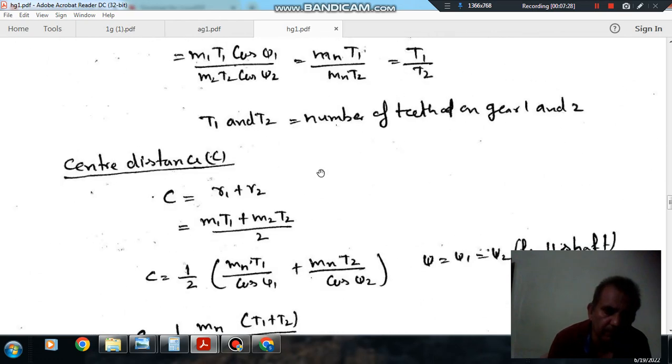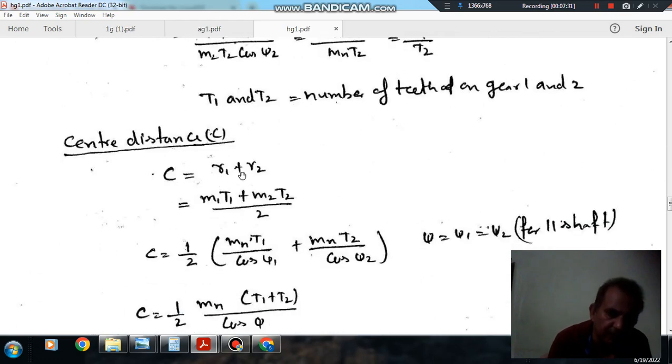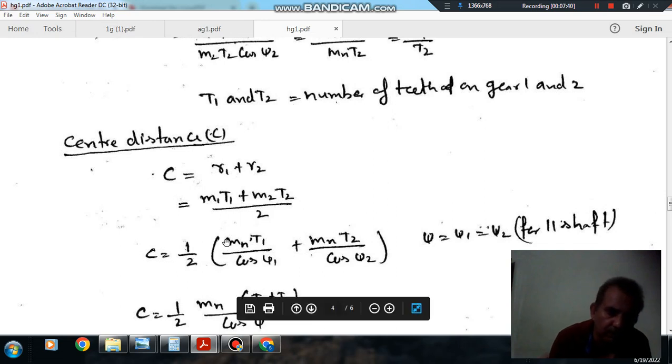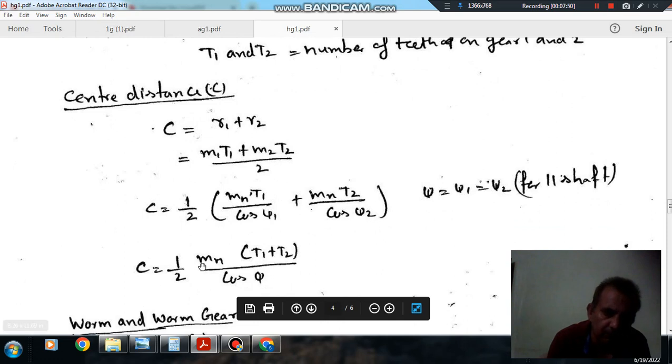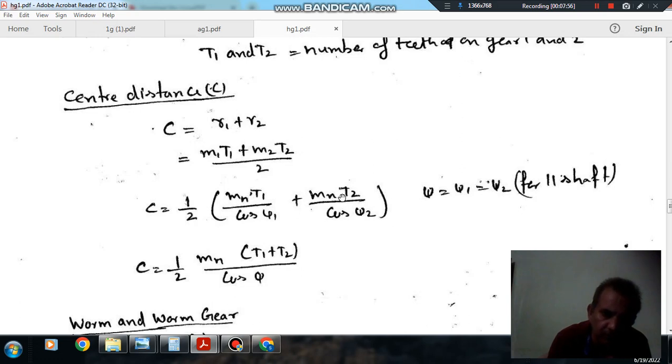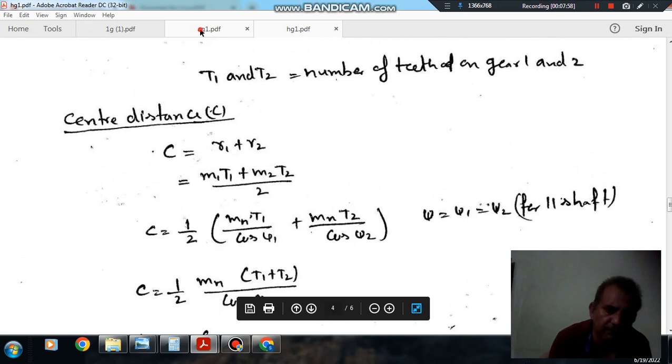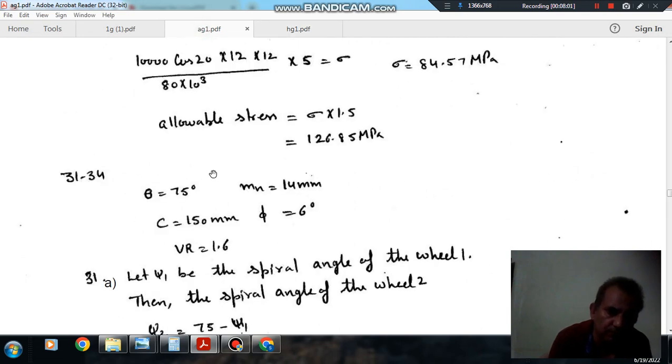Okay, and then there are the number of teeth. To find out the number of teeth, we have center distance as r1 plus r2, where r1 and r2 are pitch circle radii, or it can be written as m1 t1 by 2 plus m2 t2 by 2, or 1 by 2, and m1 can be written as mn by cos psi 1, and again m2 can be written as mn by cos psi 2. So it will be 1 by 2 mn, t1 by cos psi 1 plus t2 by cos psi 2. Okay, so that is the derivation. So now you will use that formula.